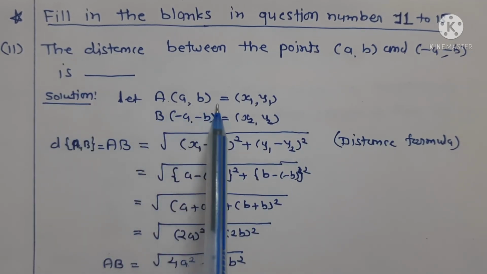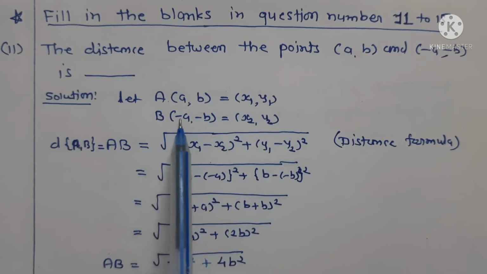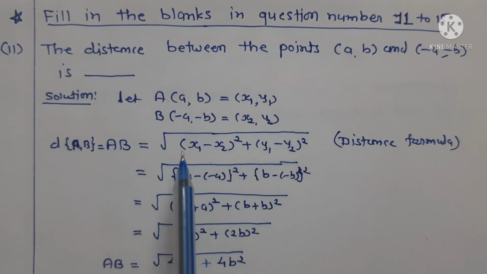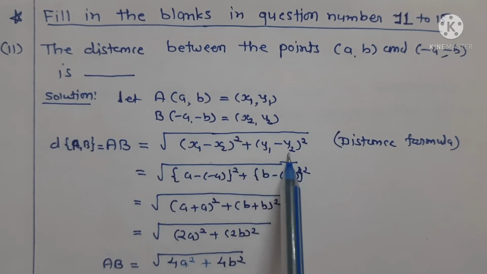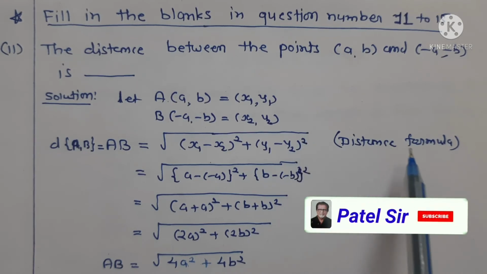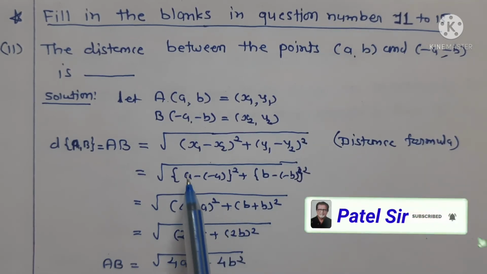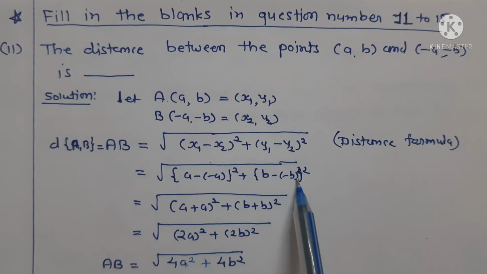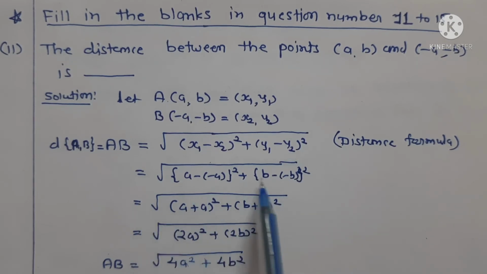Let A equal (x1, y1) and B equal (minus a, minus b), that is (x2, y2). Distance formula: AB equals square root of (x1 minus x2) whole square plus (y1 minus y2) whole square. This is the distance formula. By putting x1 equal to a, x2 equal to minus a, y1 equal to b, y2 equal to minus b, we get square root of (a plus a) whole square plus (b plus b) whole square, that is (2a) whole square plus (2b) whole square.